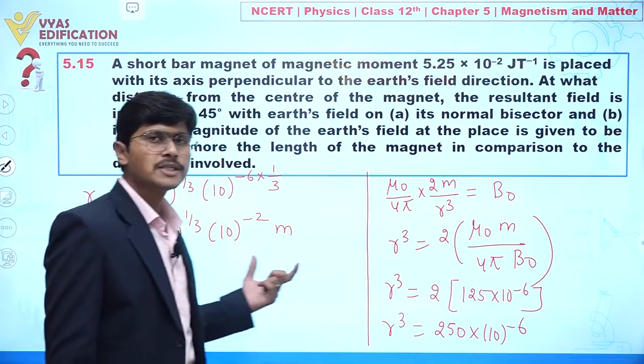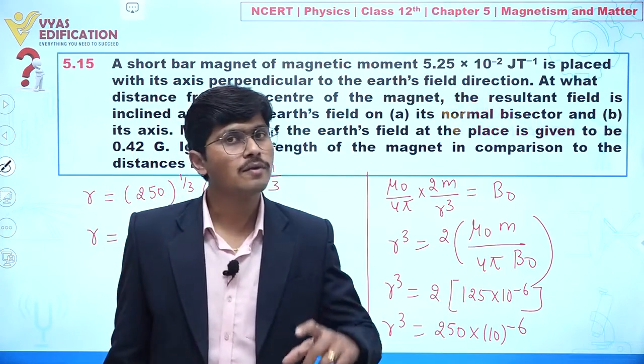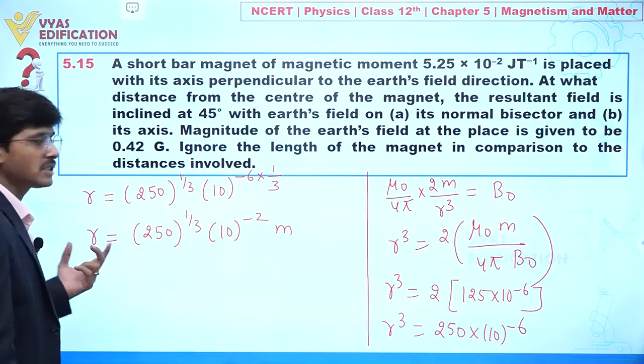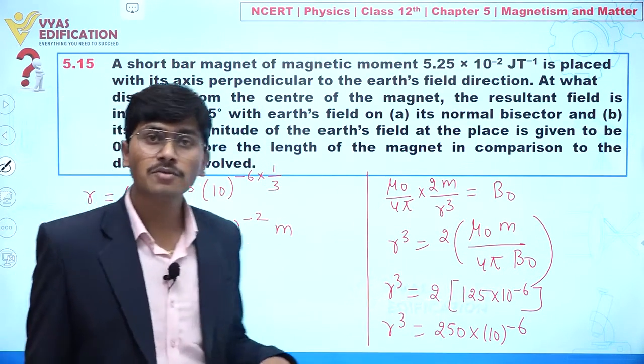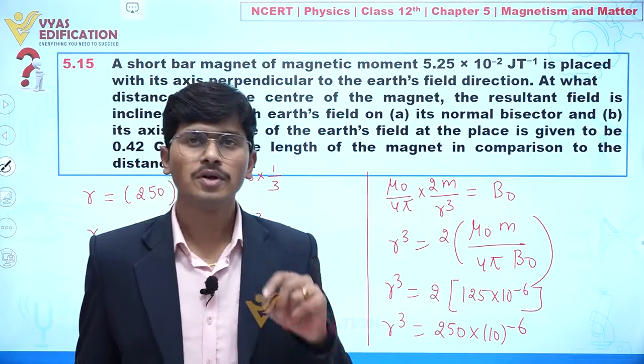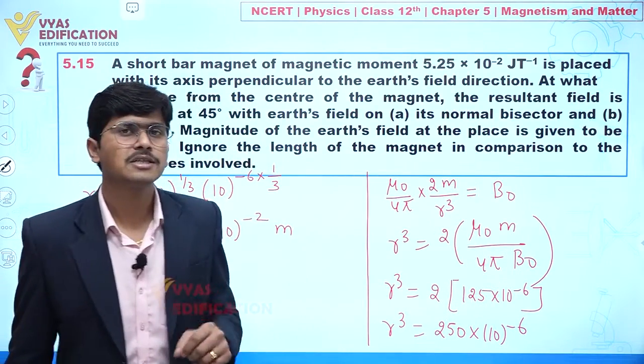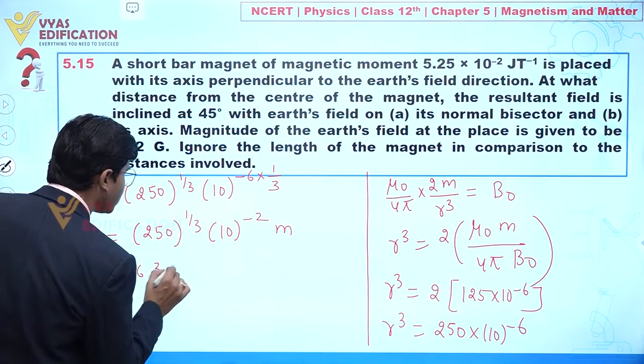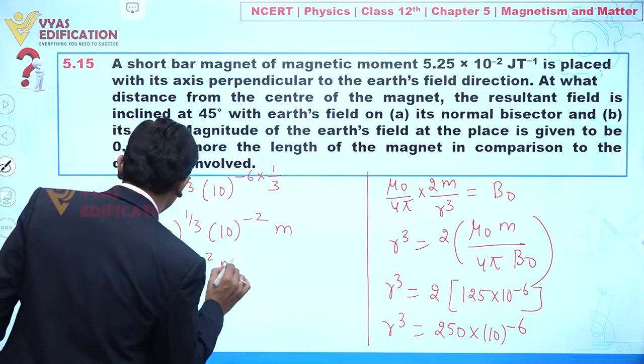Now what is the cube root of 216? That is 6. So definitely this value will be more than 6. And we know the cube root of 343, that is given by 7. So approximately I am taking this is equal to 6.3 into 10 to the power minus 2 meter.